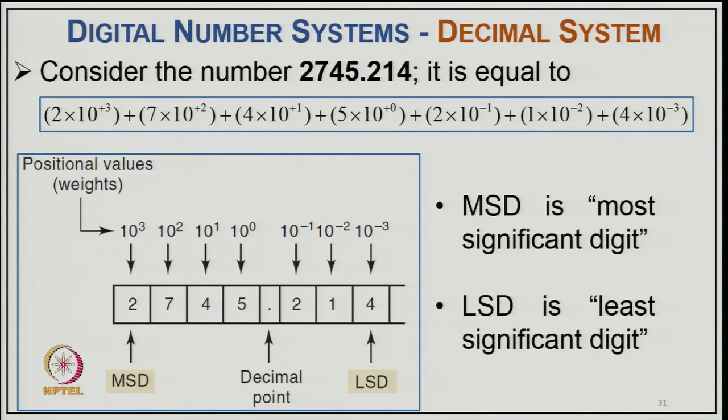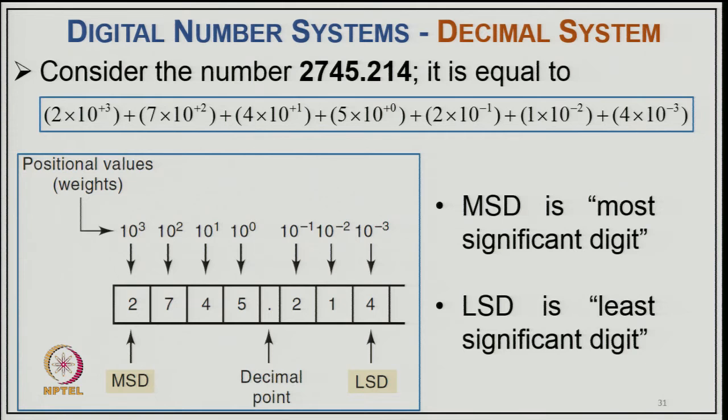Now, consider the number 2745.214. It can be written as 2 into 10 power 3, because it is the 4th position, and 7 into 10 power 2, and 4 into 10 power 1, and 5 into 10 power 0, that is for the integer part. Now, for the fraction part, we write plus 2 into 10 power minus 1, that is decimal place 1, plus 1 into 10 power minus 2, that is decimal place 2, and plus 4 into 10 power minus 3, that is decimal place 3.